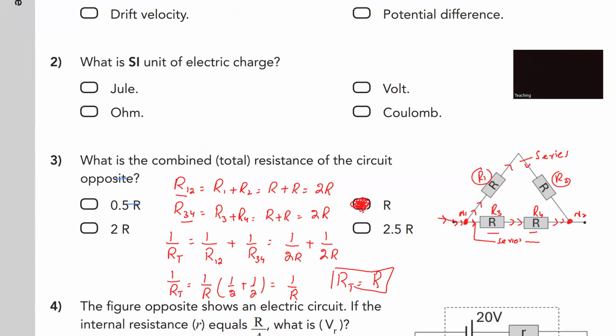Okay. So this is the method by which you can find out the total resistance of any type of circuit which is given. So you have to find out the total resistance like this. Okay. Now we have to move on. All right.